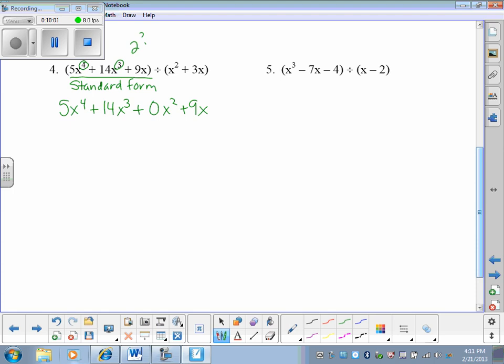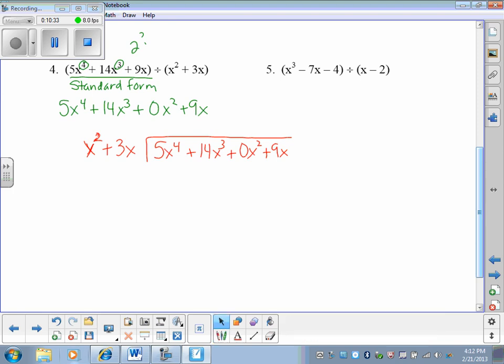Okay, and so now we've got it in the correct form. So I can rewrite this, set it up. I get x squared plus 3x divided into 5x to the fourth plus 14x to the third plus 0x squared plus 9x. Okay, so I'm going to say to myself, all right, how many times does x squared go into 5x to the fourth? Well, I know it goes 5.